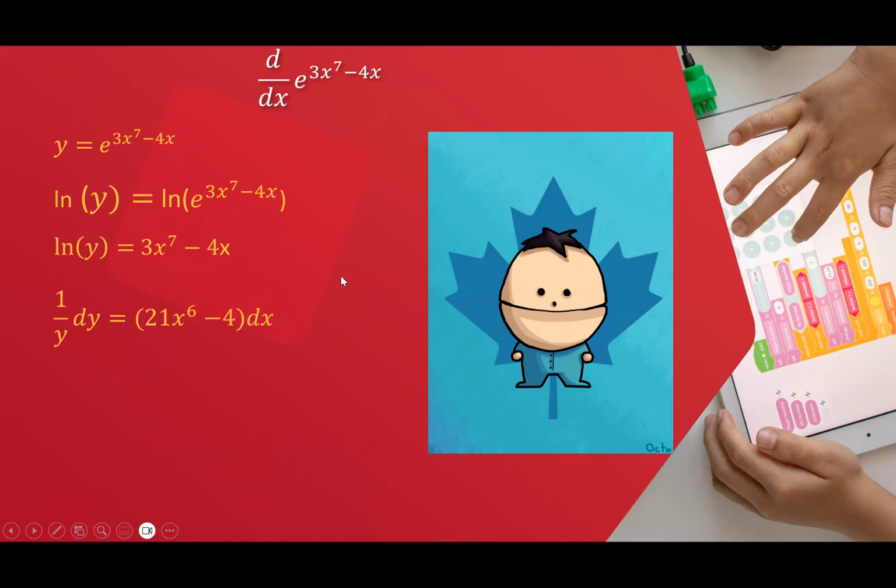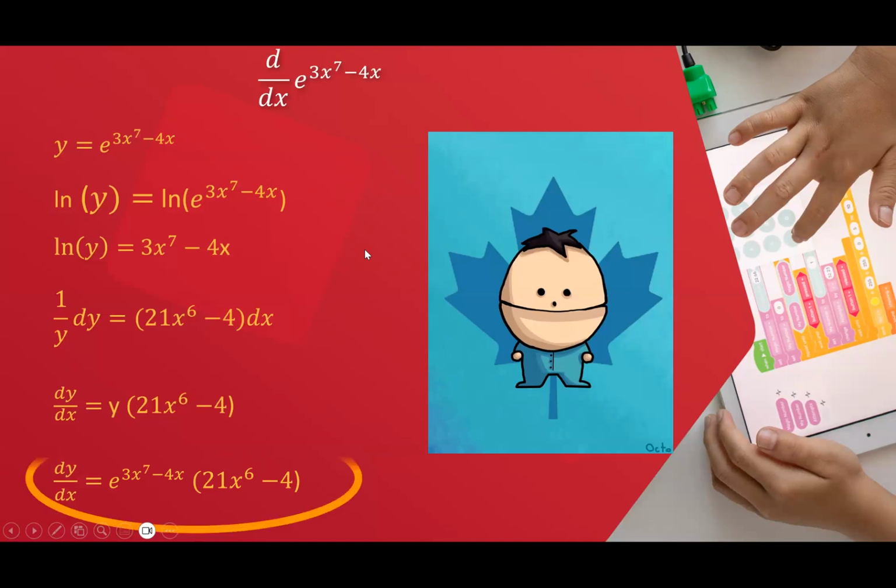All right, you heard me say this before, and I'm going to say it again. Divide both sides by dx and multiply both sides by y. All right, and what does y equal? E to the 3x to the 7th minus 4x. So replace the y with e to the 3x to the 7th minus 4x. And there's our answer. Circle it on up.